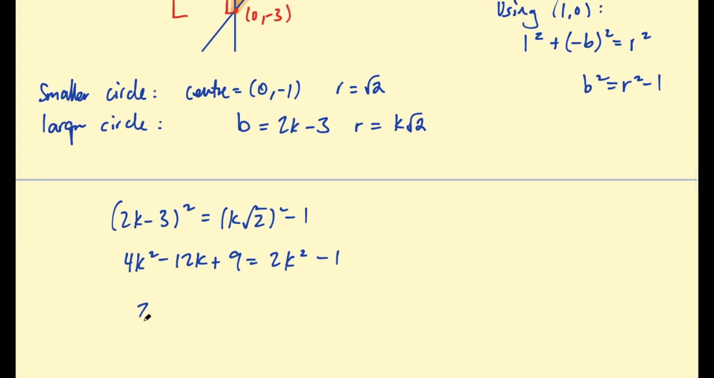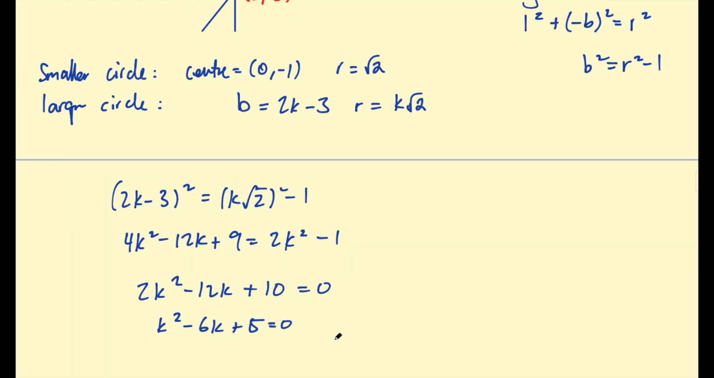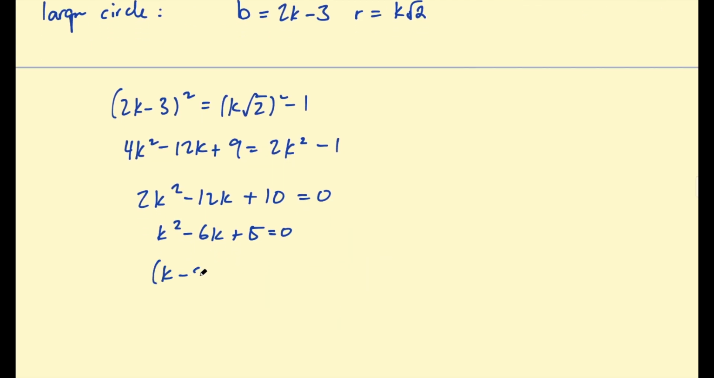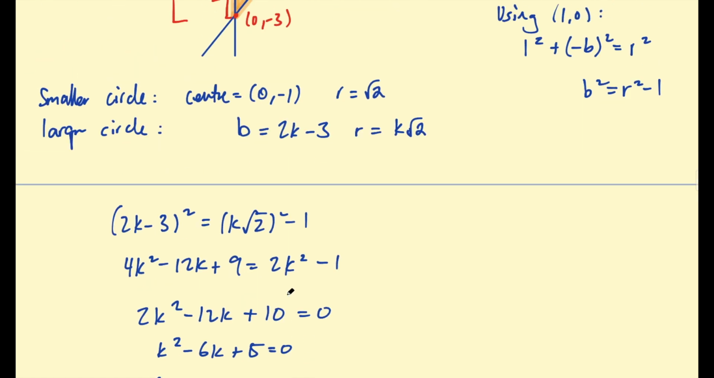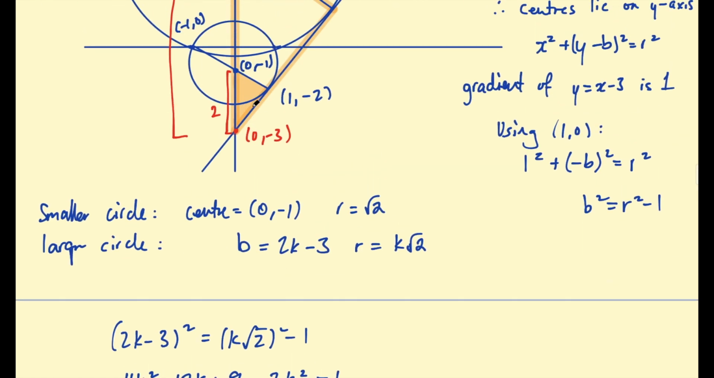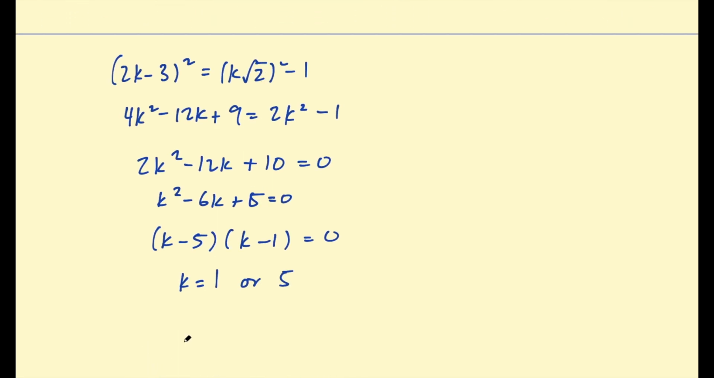Then we get 2k squared take 12k plus 10 equals 0. Then k squared take 6k plus 5 equals 0. Then we can factorize this into k take 5, k take 1 equals 0. And k equals 1 is the first circle, where the radius was equal to root 2. So we don't need to worry about that solution. We care about the k equals 5.